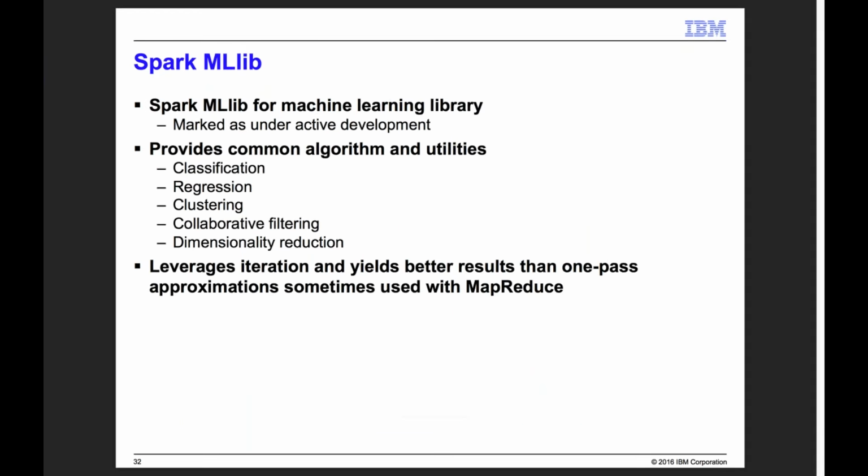And then Spark MLlib, again, it's a powerful machine learning library, and it has the basic algorithms like classification, regression, clustering, collaborative filtering, and dimensionality reduction. And the best thing is the iterative processing is much better with Spark than MapReduce, because MapReduce has to write data to the disk multiple times, whereas Spark does it in memory.